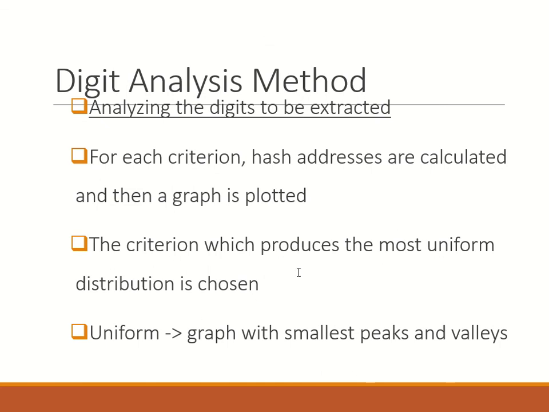So for each criterion, the hash addresses are calculated. Then you can actually plot a graph. The criterion which produces the most uniform distribution is chosen. And uniform means it should be having a graph with smallest peaks and valleys. So that is about digit analysis. You don't actually have to plot the graph in our example. You can just make use of your hash function. Then you can deliver the best hash table.